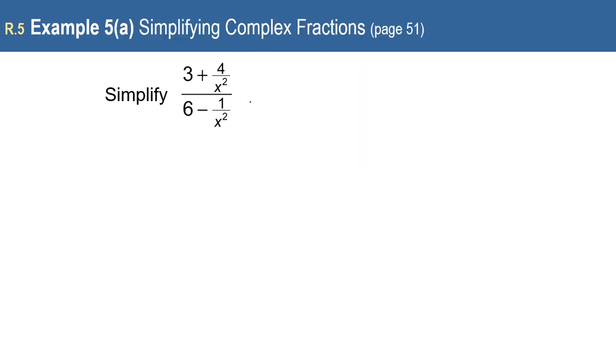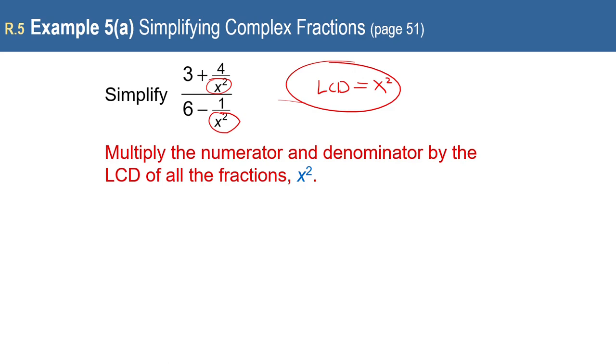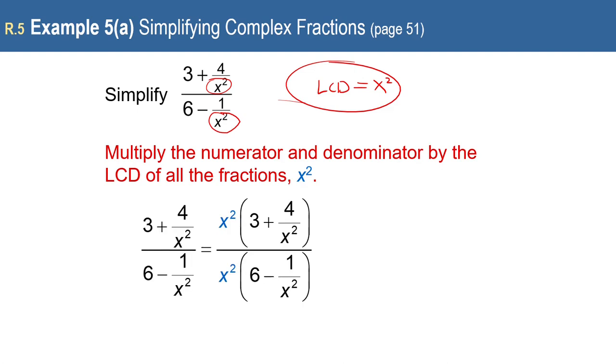For this question, we're going to use the LCD, and that's x squared. I'm going to use this to cancel out these fractions here, which I don't like on the bottom. So let's multiply by the LCD to all of the factors, and that is x squared. So we'll multiply that to the top and to the bottom.